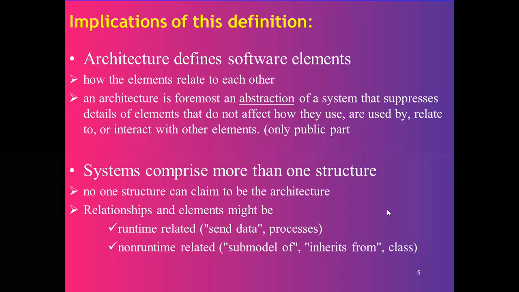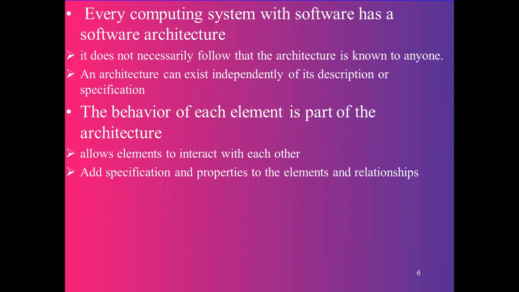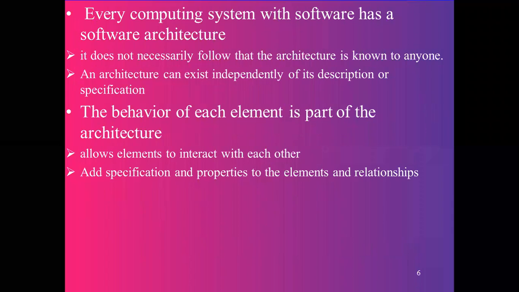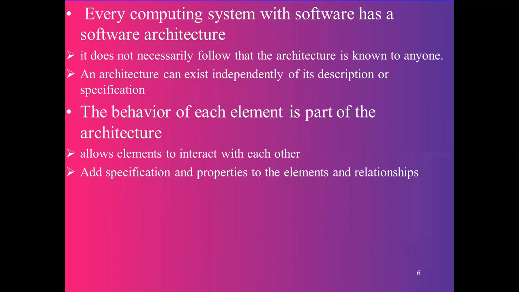Okay, the first implication is that architecture defines software elements, and a system comprises more than one structure. The next one is that every computing system with software has a software architecture. That means it is not necessary for the architecture to be known to anyone. We can create our own architecture for that computing system, or an architecture can exist independently of its description or specification.